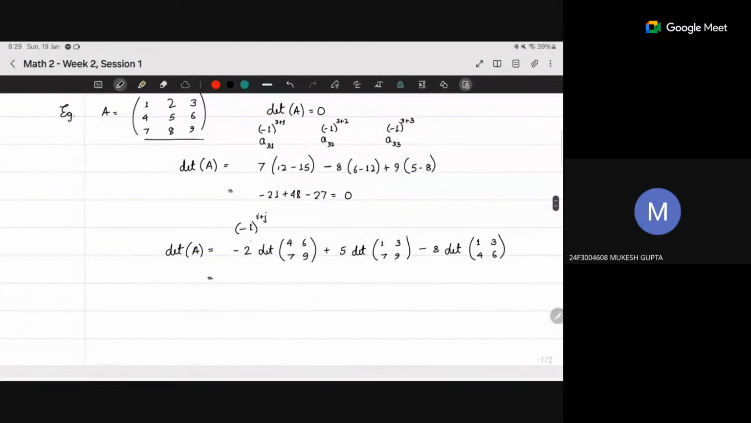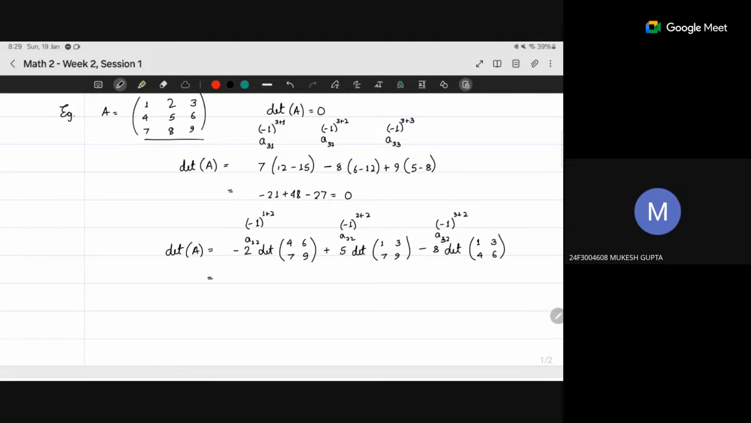But in this case, this was A12, this is A22, and this is A32. The sign that came along with this is -1 to the 1 plus 2, then -1 to the 2 plus 2, and then -1 to the 3 plus 2. So this is a minus plus minus.